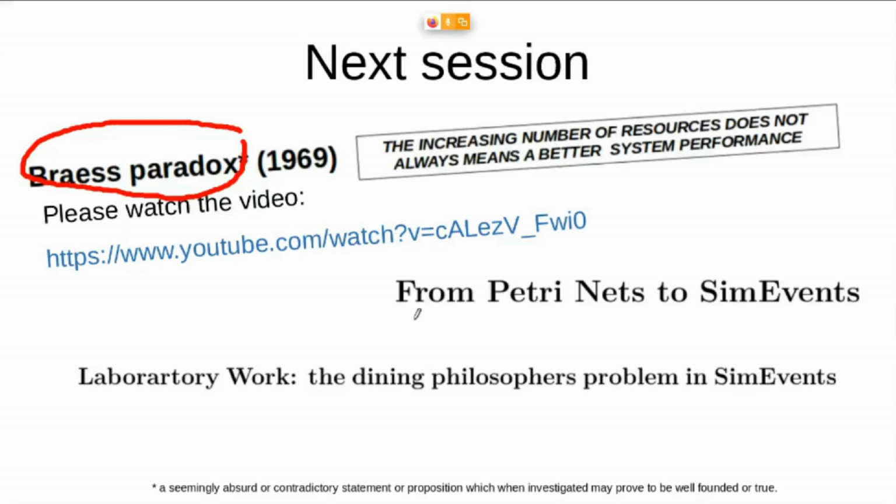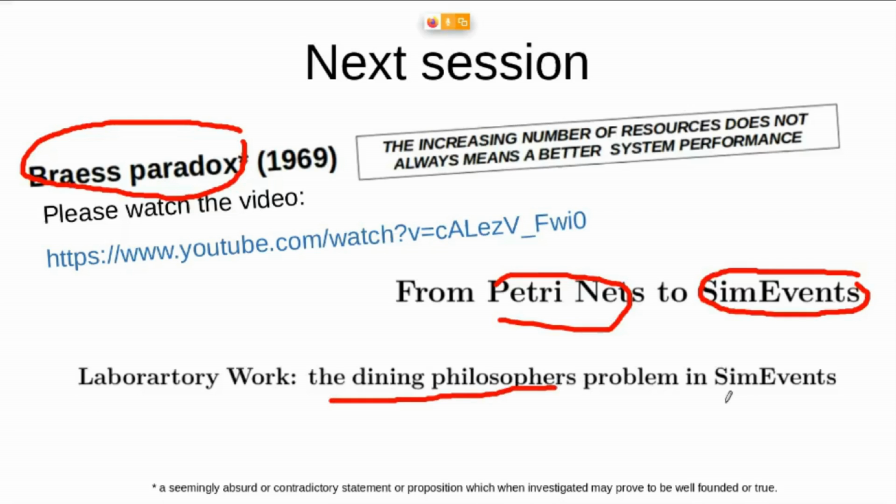We will also have a look at how we can translate a Petri Net into MATLAB. This is a toolbox for the MATLAB environment, okay? So during this week, I'm going to tell you how to install MATLAB, how to install the SimEvents toolbox, okay? Because next week, we're going to translate these Petri Nets into a SimEvents model. The important thing is that the next session's laboratory work will be to translate the dining philosophers problem in SimEvents. So we will get some statistics on the simulation of this model.